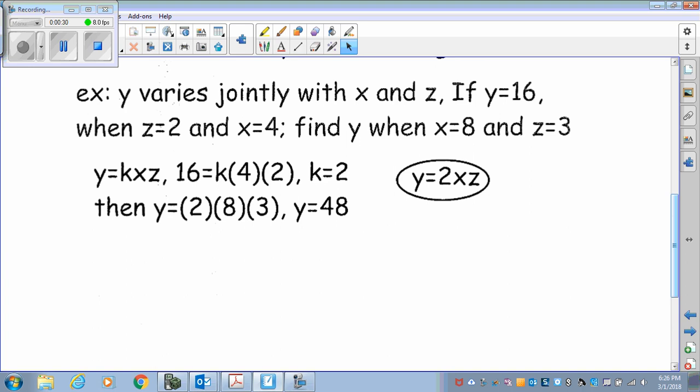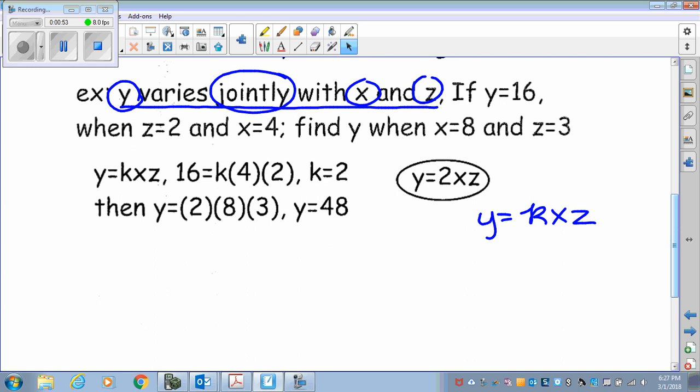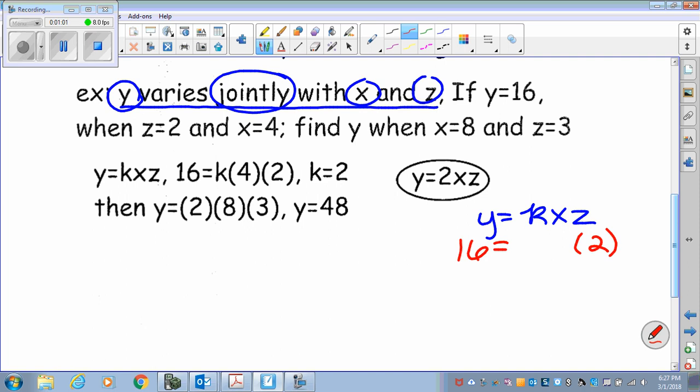All right, we have y varies jointly. You just need to look for the keyword jointly. All right, and then you have three variables, y, x, and z. So I know it's going to be y varies jointly with x and z. Okay, and then I've got y equals 16. So I'm just going to substitute what I've got. Y is 16, z is 2, x is 4. And then I don't know my constant.